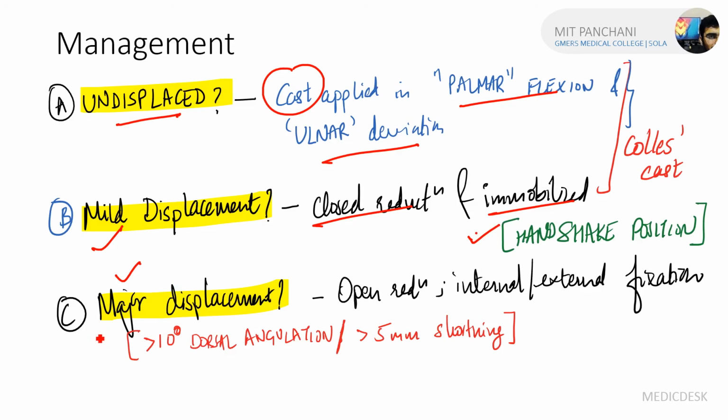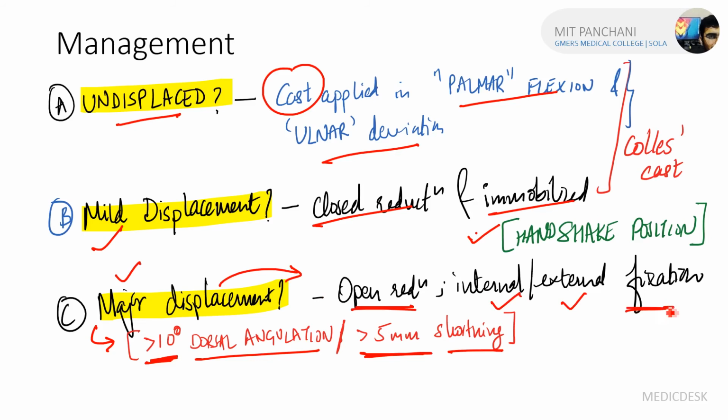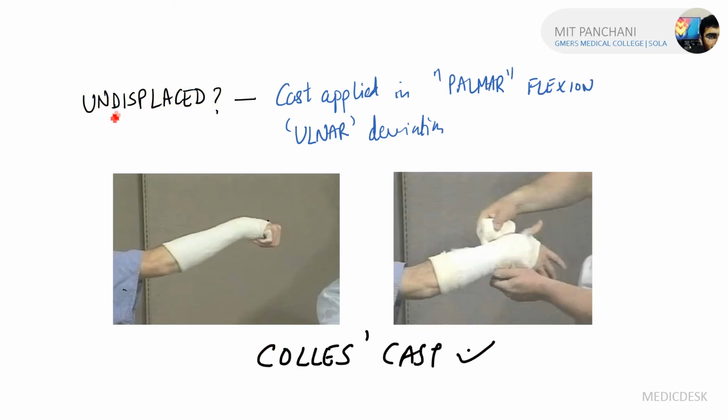For major displacement, there are some criteria, that is more than 10 degrees of dorsal angulation or more than 5 mm of shortening. It is called major displacement, and for that we have to do an open reduction and either internal or external fixation. So for the undisplaced fracture we will apply the cast, also for the mild displacement.